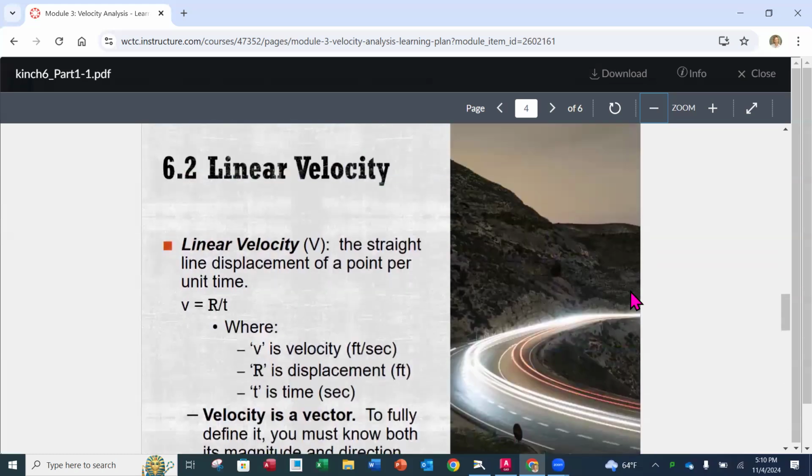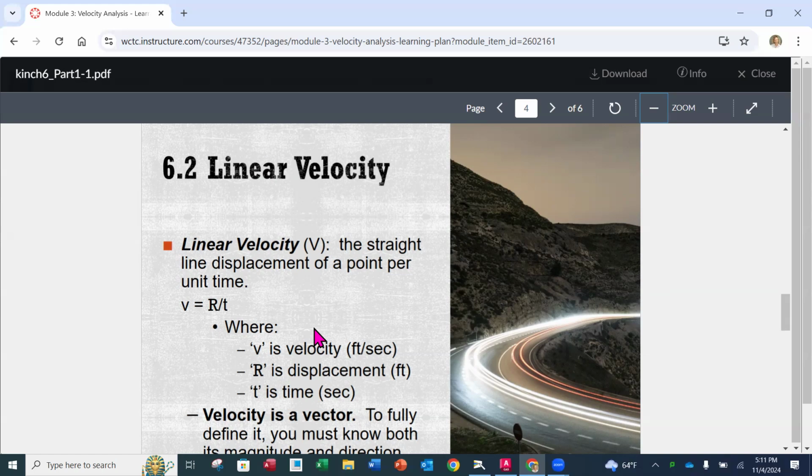So let's start by looking at linear velocity. And like I said, this should be a subject that you've heard and studied before. Linear velocity V is the straight line displacement of a point per unit of time. So velocity a lot of the time is looked at as the amount of distance that you cover divided by the amount of time it took you to cover it. So we'll say in this case, V is called velocity. Maybe those units are in feet per minute.